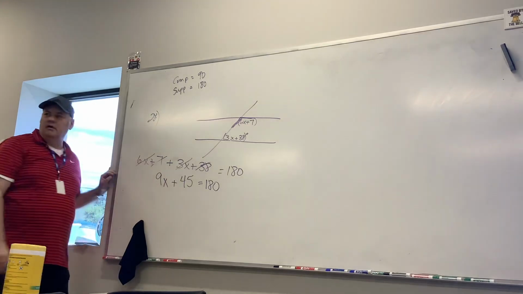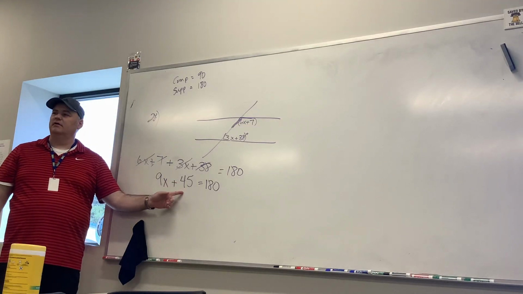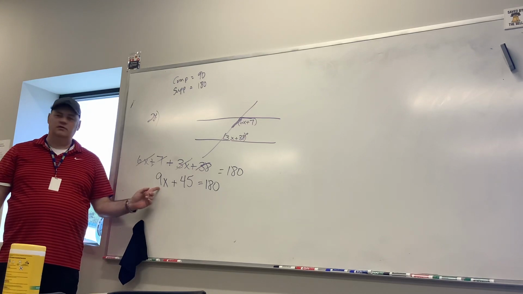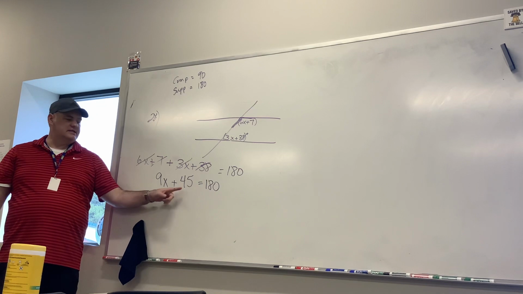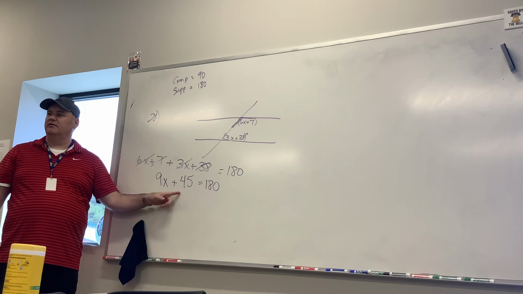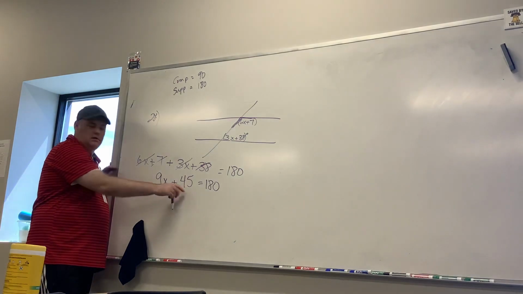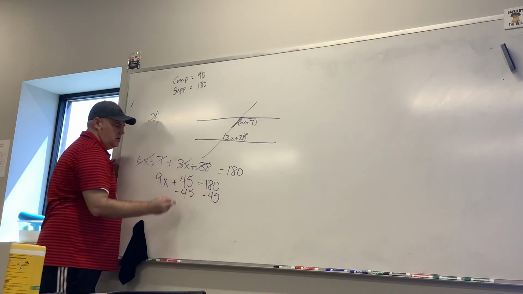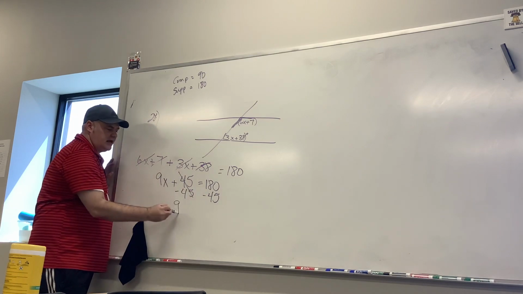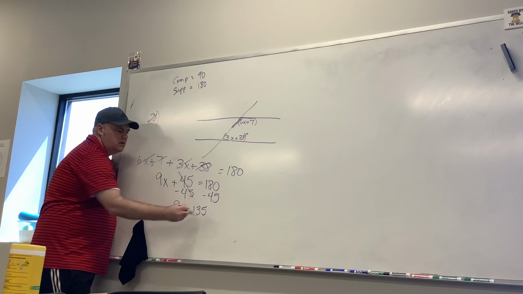Now I need to move this 9 and I need to move this 45. Remember we talked about if you divide by 9 first, you're going to have to divide the whole thing by 9. So the easiest thing to move first is this 45. So how do we move it? Instead of adding it, subtract 45. So now we're left with 9x equals 135.